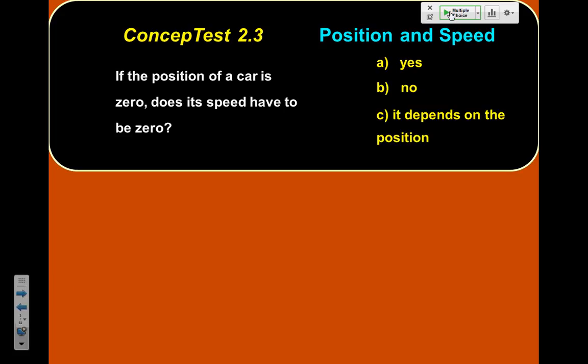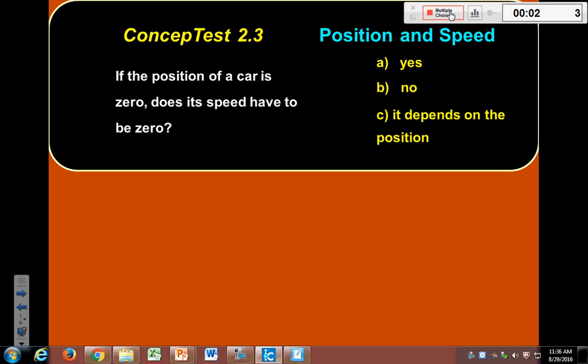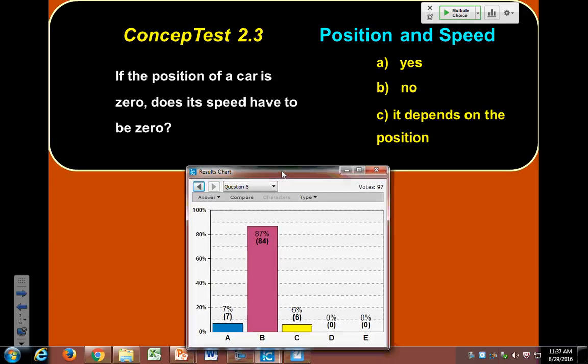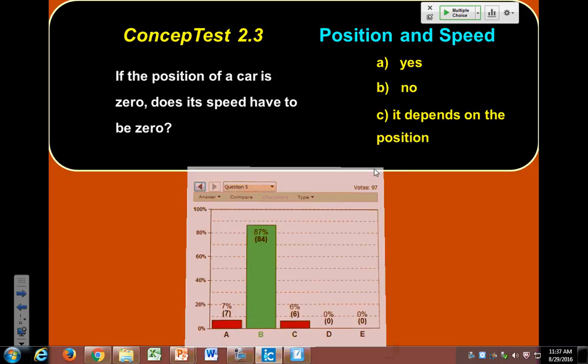If the position of a car is 0, does its speed have to be 0? All right, I'll stop at 35. Okay, good. Its speed does not have to be 0 at a position of 0.